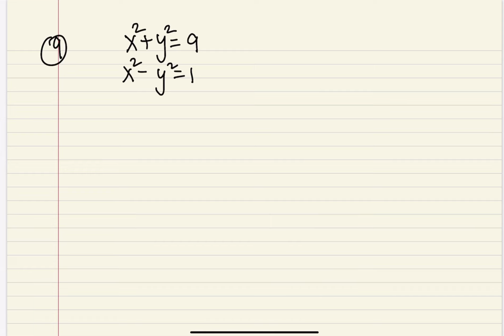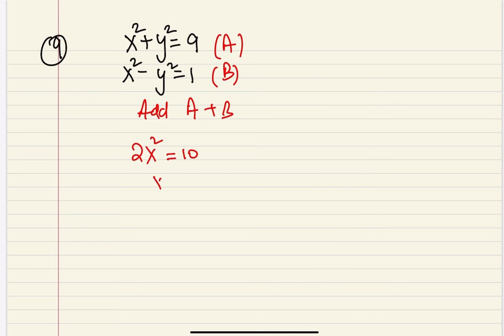Next example, this is going to be our last one. We have x squared plus y squared equals 9. That is a circle. x squared minus y squared equals 1. That is a hyperbola. And to solve this system, I think the easiest method is right away we can add the two equations. Go ahead and add equation A and B. So we want to add A plus B. That's 2x squared. y squared and negative y squared cancels. x squared equals 5. x equals plus or minus square root of 5.